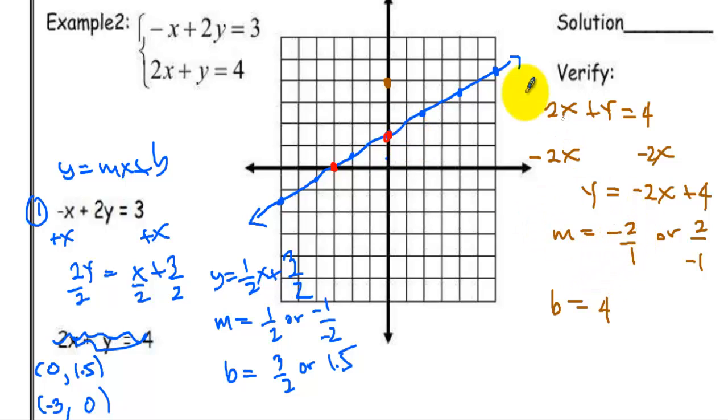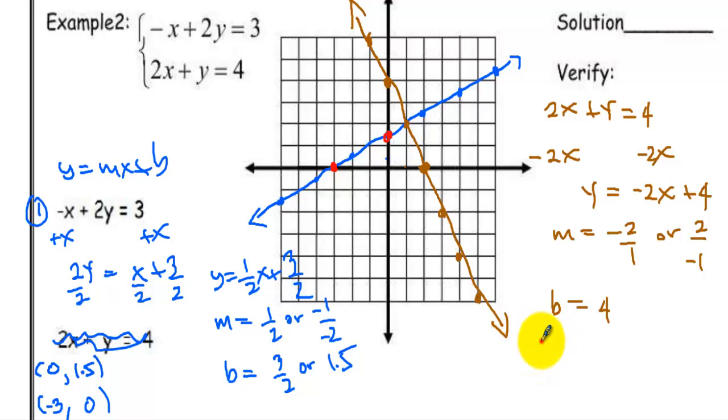Okay, let's use this slope -2 over 1. Go down twice, move to the right once: 2 down, 1 right, 2 down, 1 right, 2 down, 1 right. Or you can also use 2 over -1, so go up twice, go to the left once. When you connect all of these points, you will be able to find the graph of the second line. Again, when you use intercepts, you should be able to get the same line.